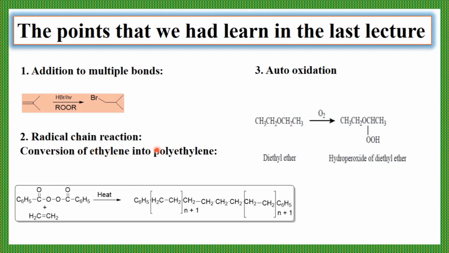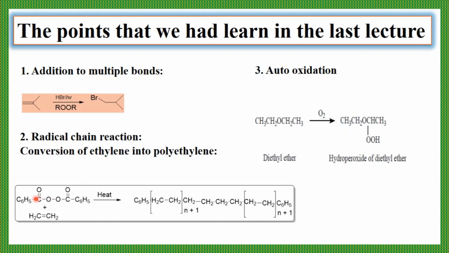So it is a radical chain reaction. So ethylene on polymerization in presence of free radical initiator such as benzoyl peroxide, it gives polyethylene. The polymerization takes place via free radical mechanism, and it involves three steps. So the ethylene undergoes polymerization in presence of benzoyl peroxide, and the polymerization reaction takes place via free radical mechanism, and it involves three steps.